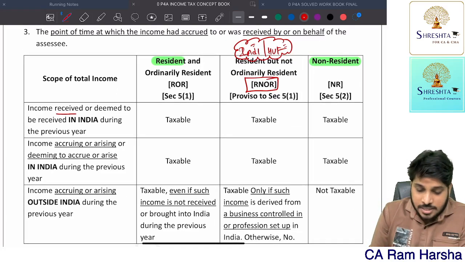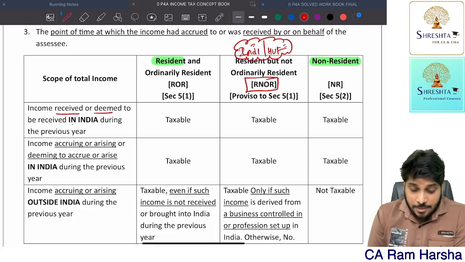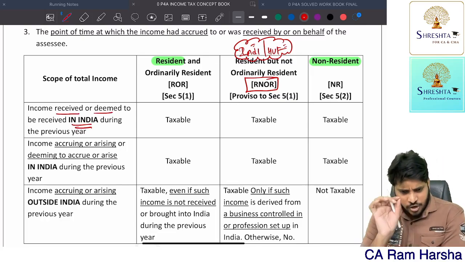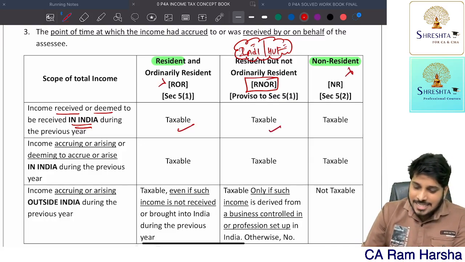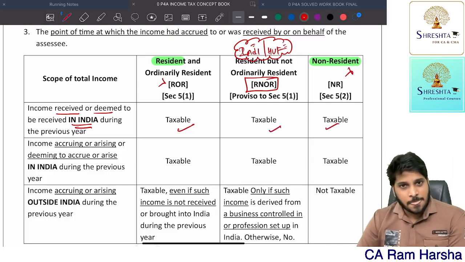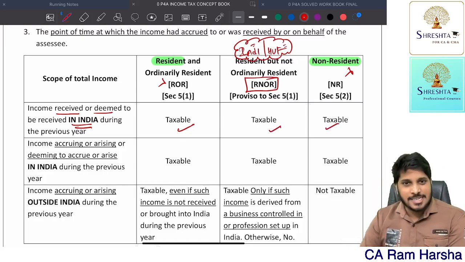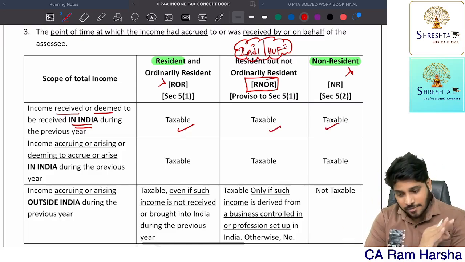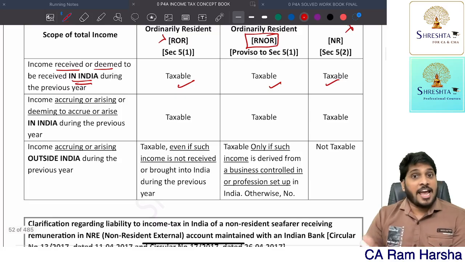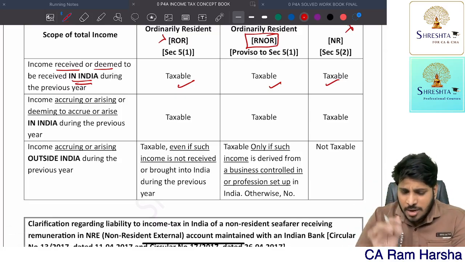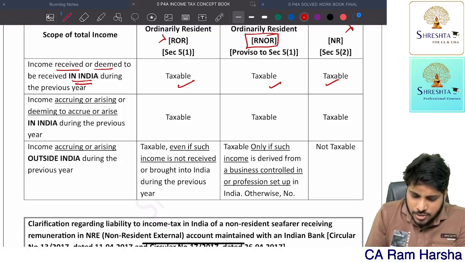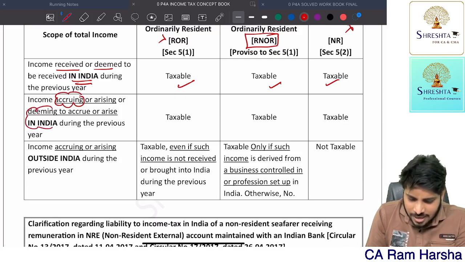Now, first rule: if the income is received in India, we don't look at your residential status. We tax it in all the cases. Whether you are a resident, not ordinarily resident, or non-resident, doesn't matter. We tax it. Okay, sir, I have not received it in India. Is the source in India? What do you mean by source? Is the accrual in India? Is the source in India?